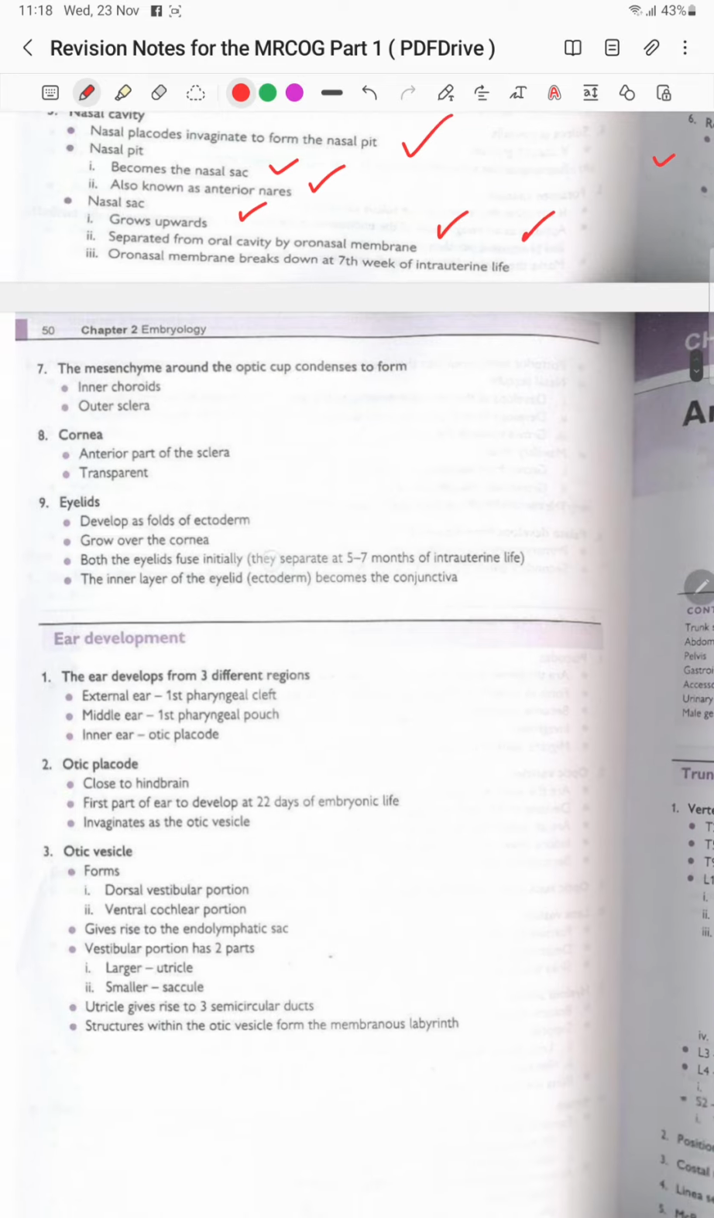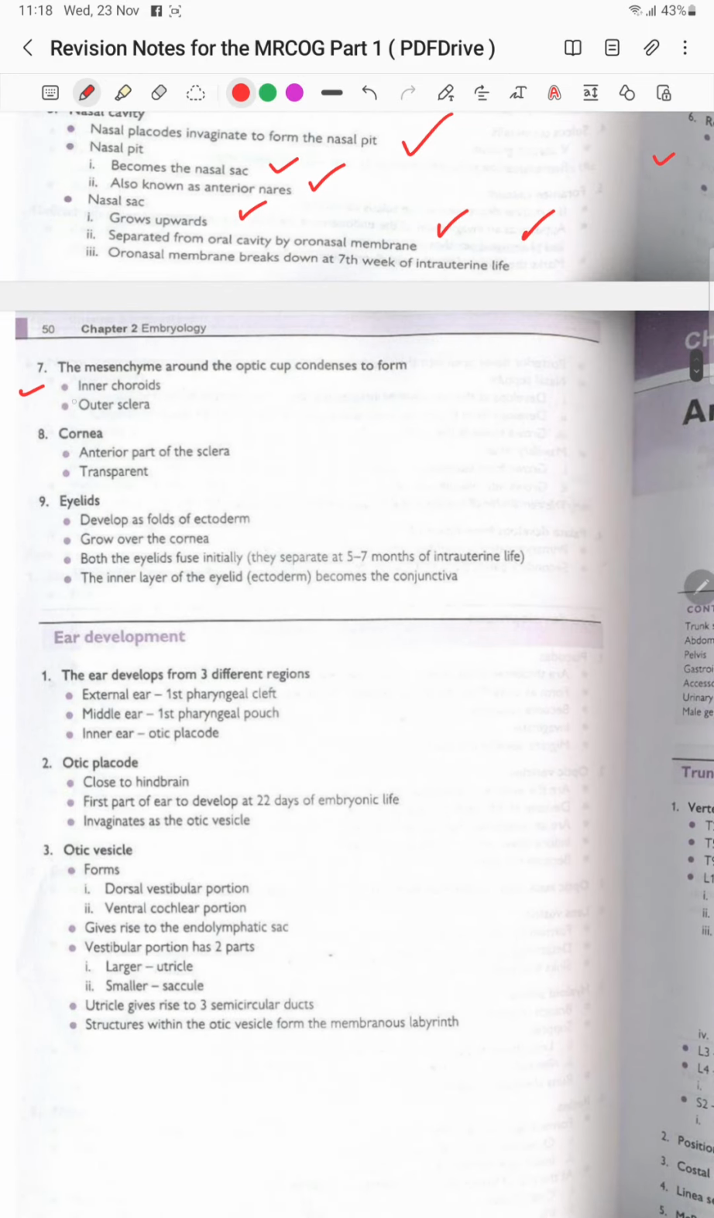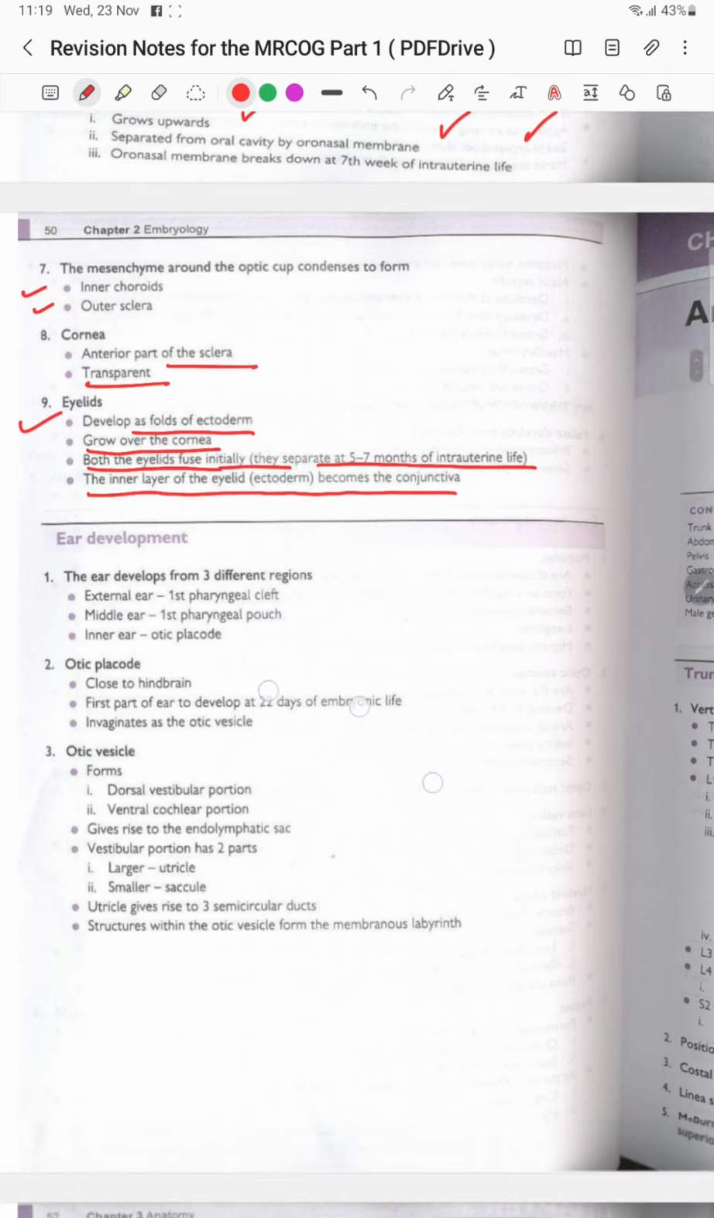The mesenchyme around the optic cup condenses to form the inner choroid and the outer sclera, and the cornea is the anterior transparent part of the sclera. The eyelids develop as folds of ectoderm that grow over the cornea. Both eyelids fuse initially and then separate at 5 to 7 months of intrauterine life, and the inner layer of the eyelid ectoderm becomes the conjunctiva.